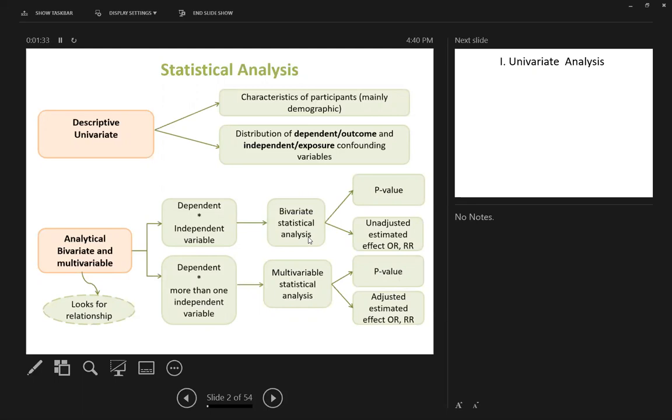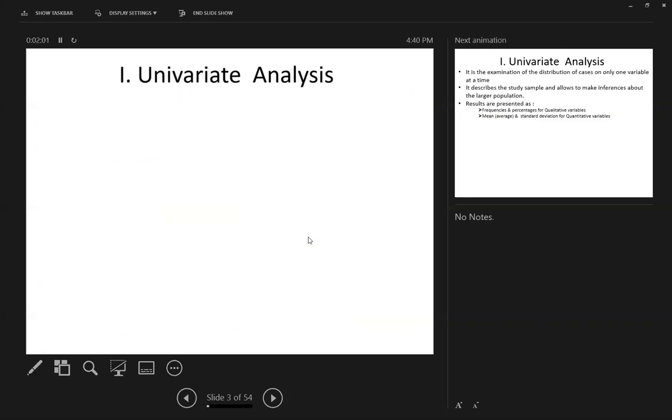So in the descriptive component, we're looking at characteristic of participant and the characteristic or the distribution of the main variable of my study, the dependent or the outcome, and the exposure. And the analytical and bivariate, we start looking at association, two variable at a time, that we call bivariate, or we take the outcome and we associate it with more than one simultaneously, and we call it multivariable statistical analysis.